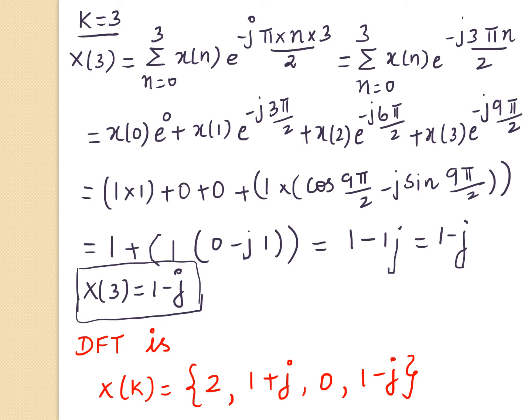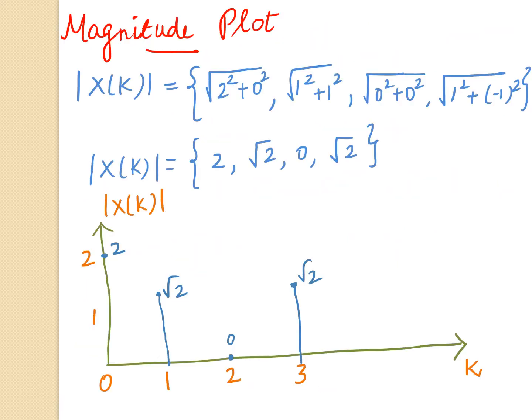So now the question is we have to give the magnitude response and phase response. So this X of k consists of both magnitude, that is modulus of X of k, and angle of X of k, which is nothing but the phase response. The magnitude plot.